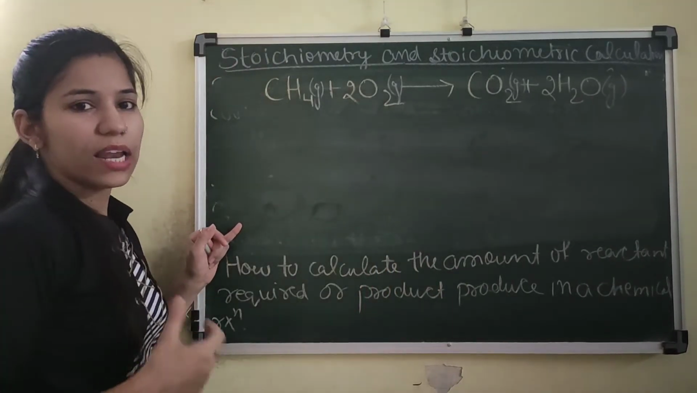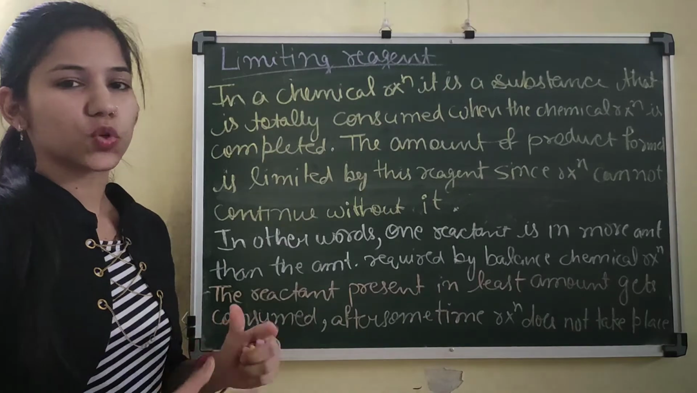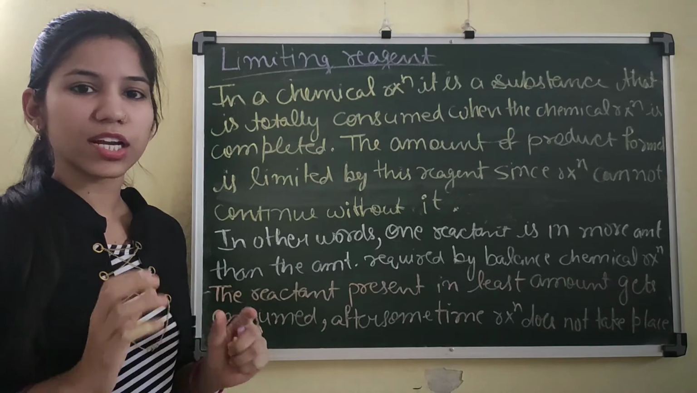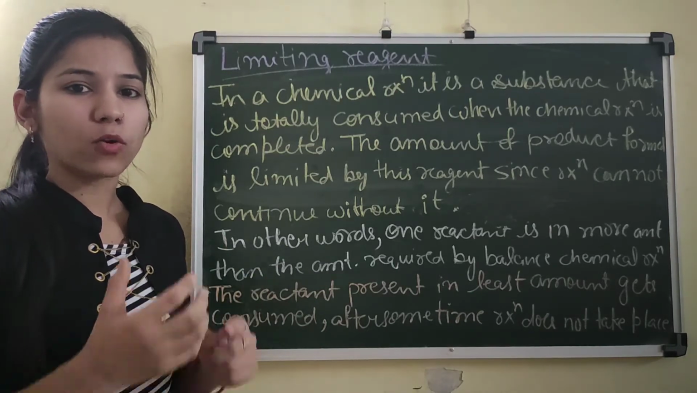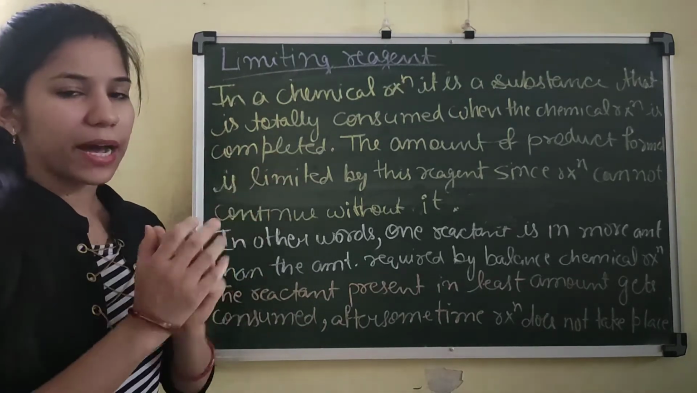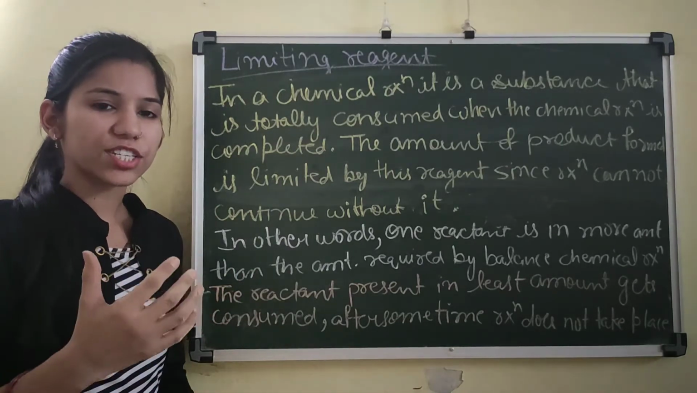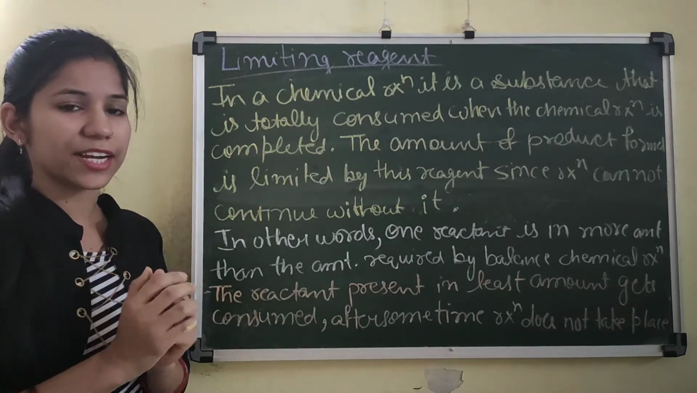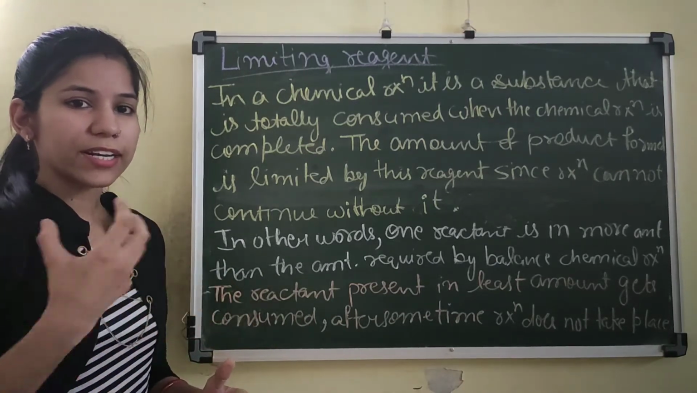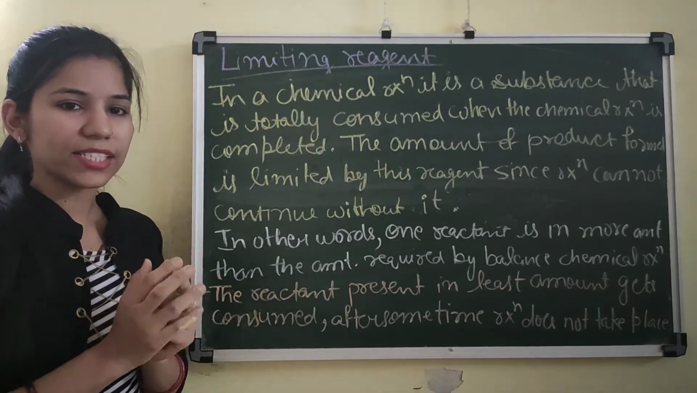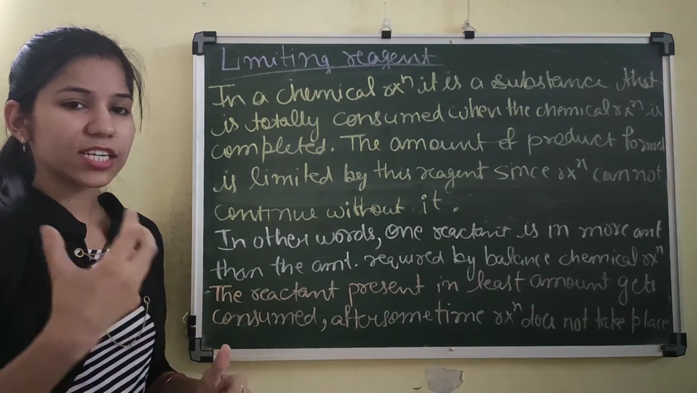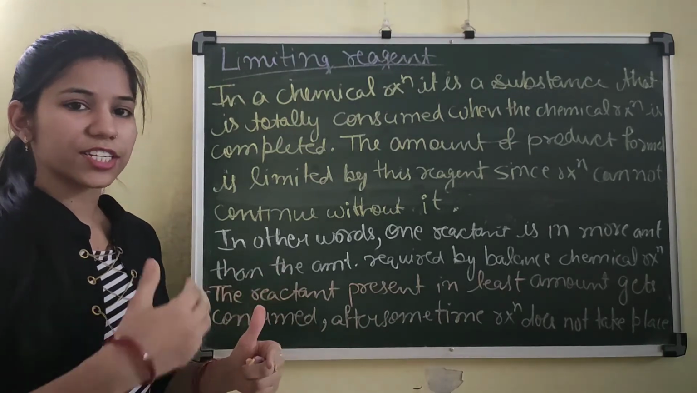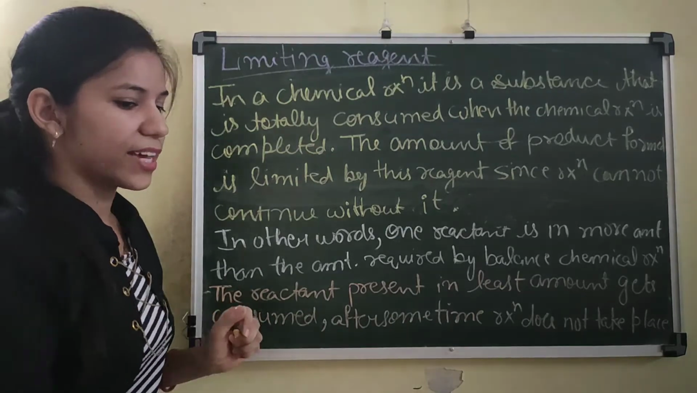Now we move on to the limiting reagent. In a chemical reaction, the limiting reagent is the substance which is totally consumed when the reaction is completed, and the amount of product is limited by this reagent. The reaction cannot proceed further without this reagent. In other words, if the amount of one reactant is more in a balanced chemical equation, the least reactant is consumed first, and after that the reaction cannot give product.